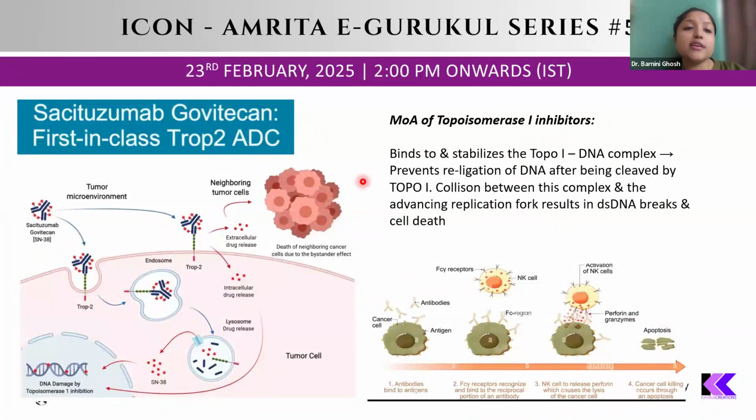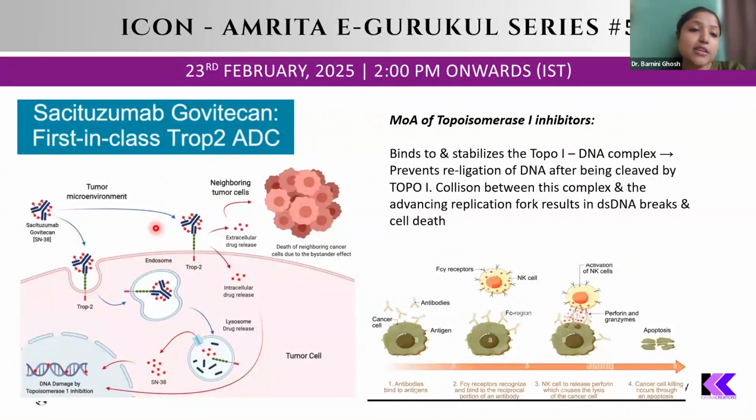Now, the next drug is sacituzumab govitecan. This is an antibody drug conjugate. So I'll just explain from the name of this drug what are the components. See, this MAB stands for monoclonal antibody and ZU for humanized. So it is a humanized monoclonal antibody. And this govitecan is the cytotoxic payload. From the suffix tecan, you can guess that this is a topoisomerase 1 inhibitor. So this monoclonal antibody is directed against the TROP2 receptors, which are expressed on the breast cancer cells.